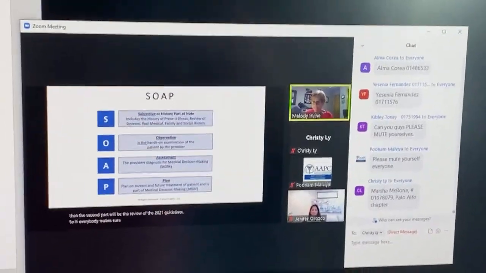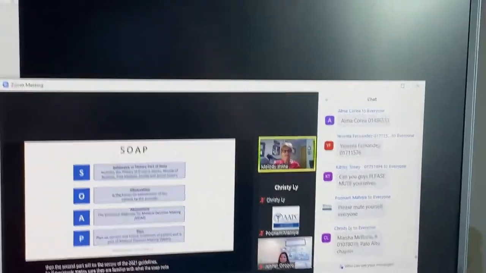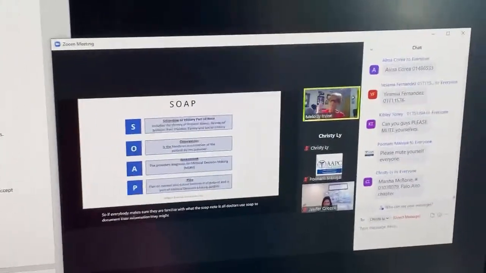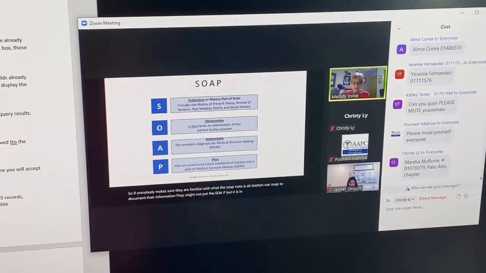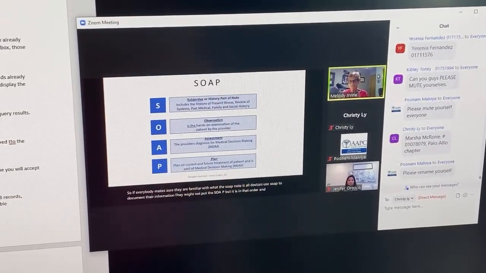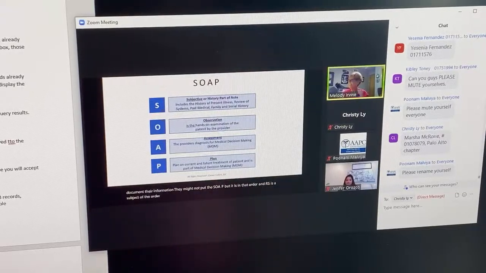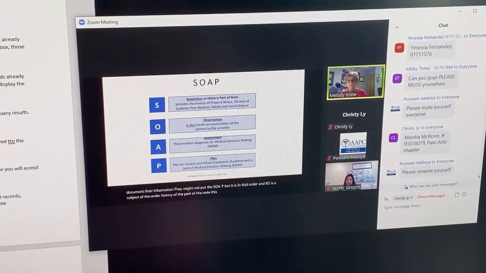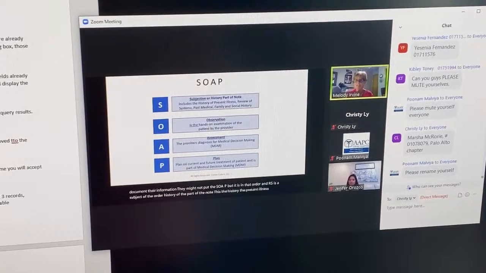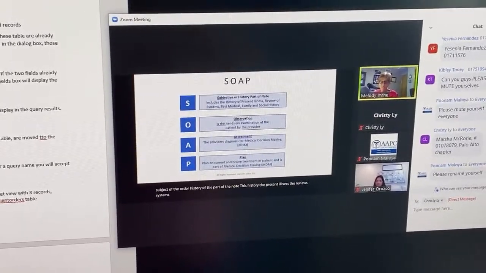Familiar with what the SOAP note is. All doctors use SOAP to document their information. They might not put the SOAP, but it is in that order. And our S is the subjective, or history part of the note. This includes the history of present illness, the review of systems, past medical, family, and social history.